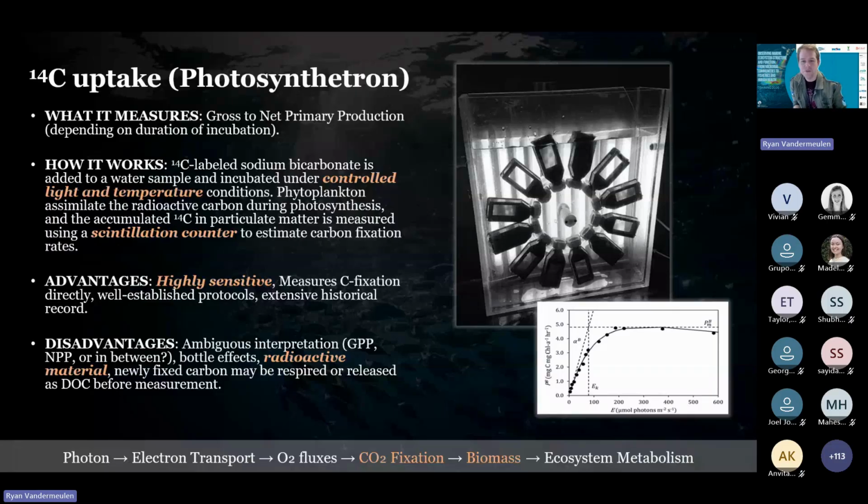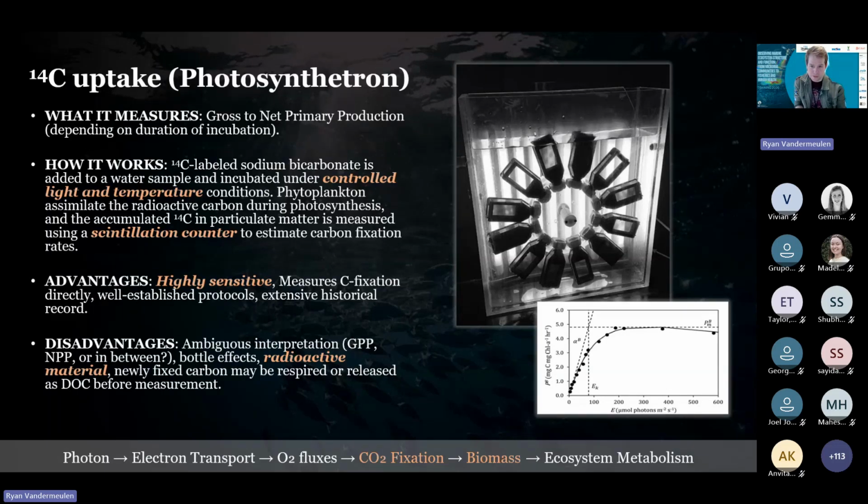So in 1952, Danish oceanographer E. Steeman Nielsen introduced a method that fundamentally changed how we measure primary productivity. His idea was elegantly simple. What if we could just label the carbon dioxide available to phytoplankton, allow photosynthesis to proceed, and then measure how much of that labeled carbon ended up inside organic matter?